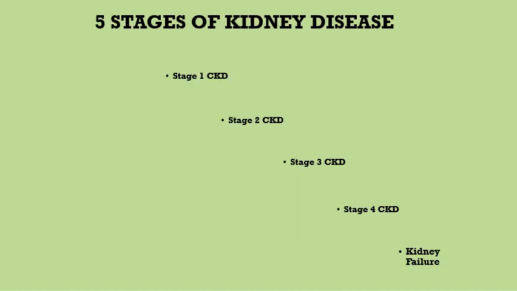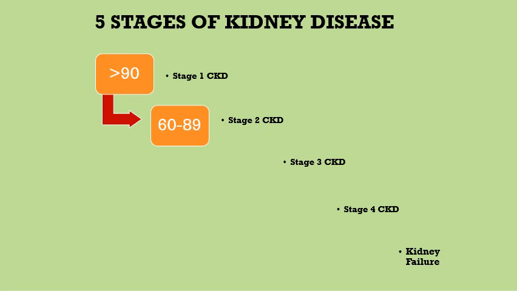So this diagram shows the 5 stages of kidney disease as defined by the GFR. Stage 1 kidney disease occurs when the eGFR is above 90, which is normal, and it may actually be high, but there is some protein in the urine.